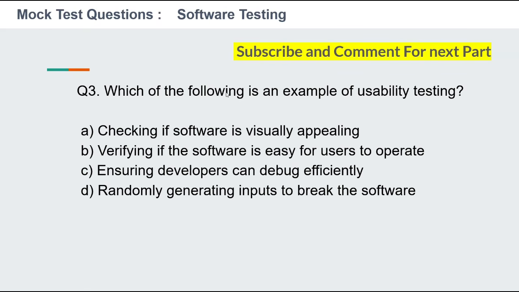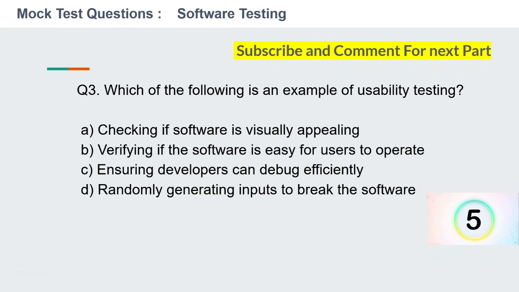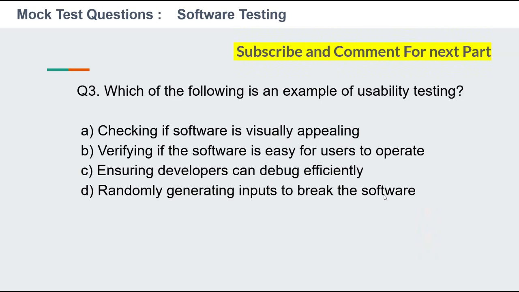Which of the following is an example of usability testing? So these are the options: checking if software is visually appealing, verifying if the software is easy for users to operate, ensuring developers can debug efficiently, randomly generating inputs to break the software. So your time starts now. And the answer is B, verifying if the software is easy for users to operate. Now let's go to our question number 4.